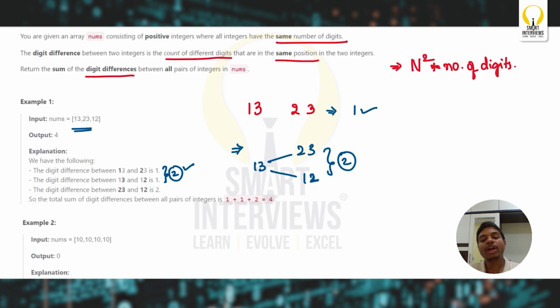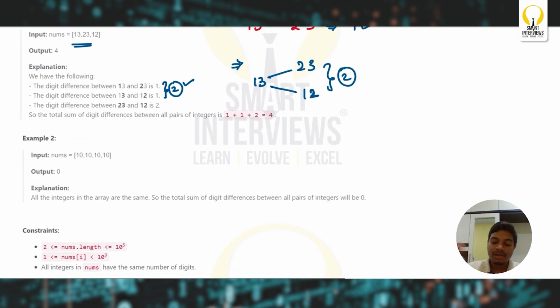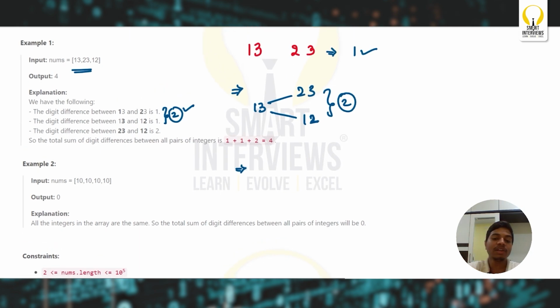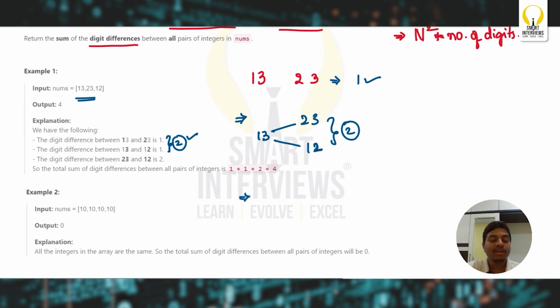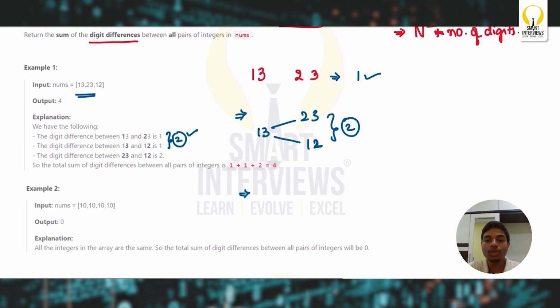With this, I'm having two pairs which have different digit counts. So can I just simply go in this manner? Instead of getting the digit difference for each and every pair, what if we can simply get the count of each and every digit that is present? If you see here, each and every number is of two digits.